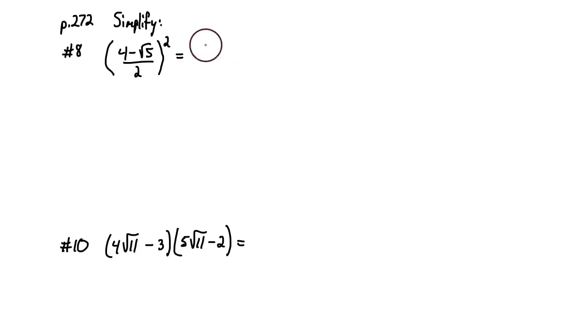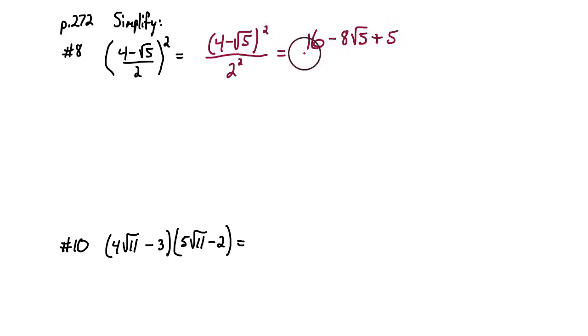Page 272, we're asked to simplify, so we want to take what's inside the parentheses and square it. You take the numerator and square it, and we'll take the denominator and square it. Let's square the numerator first. 4 squared is 16 minus, and then we want to double the product of these two terms. So 4 times the square root of 5 makes 4 square root of 5. If you double it, it is 8 square root of 5. Then square the square root of 5. In the denominator, 2 squared makes 4. 16 plus 5 is 21. And the denominator is 4.